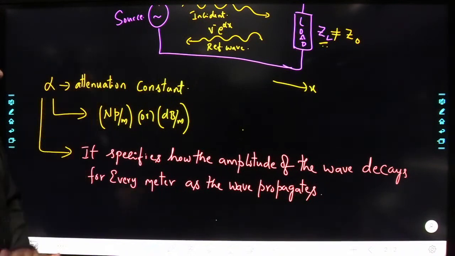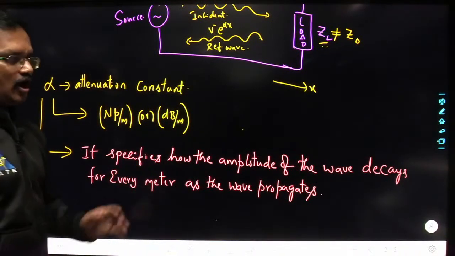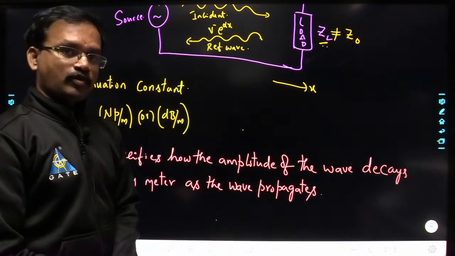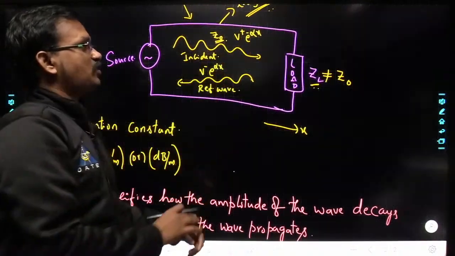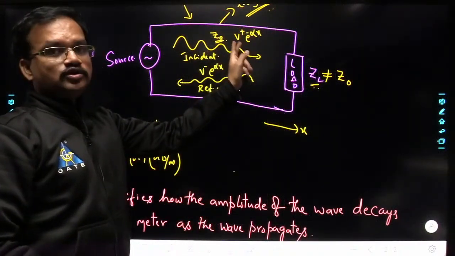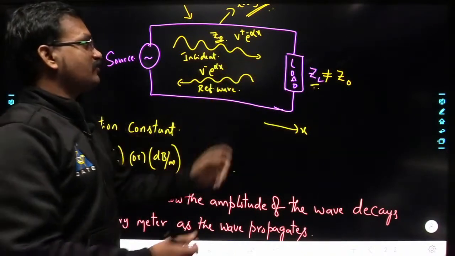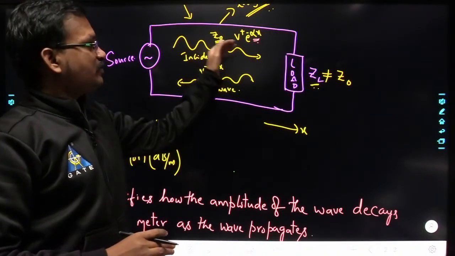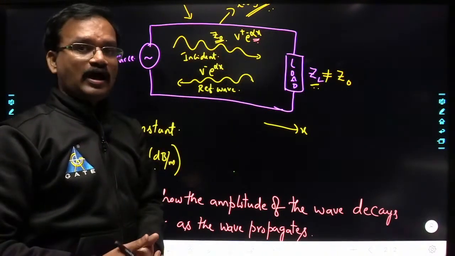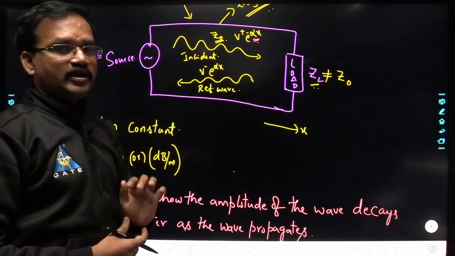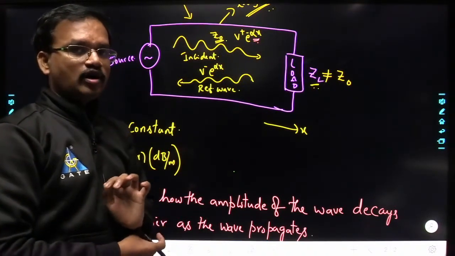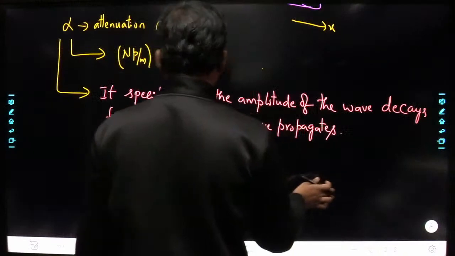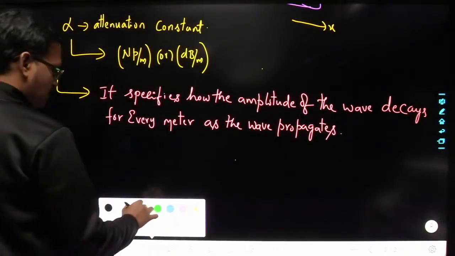So alpha represents the attenuation constant. What does it specify? It specifies how the amplitude of the wave decays for every meter as the wave propagates. So as the wave is propagating, how the amplitude of the wave decays for every meter is given by alpha. If alpha is equal to zero, then there will be no attenuation of the amplitude. Yes or no? That type of medium, whenever alpha is equal to 0, we call a lossless medium. We are going to study all these things in detail as we proceed into the subject. I am just introducing each and everything, that's it.